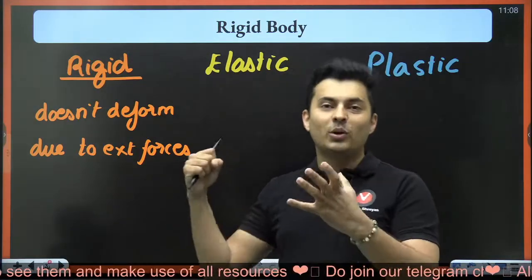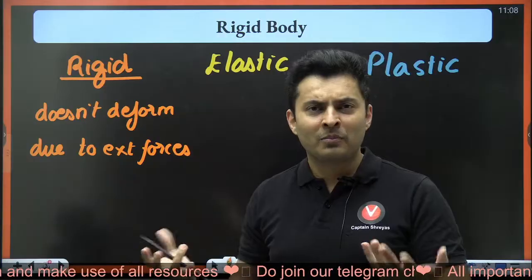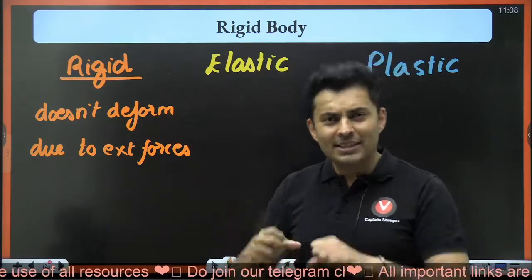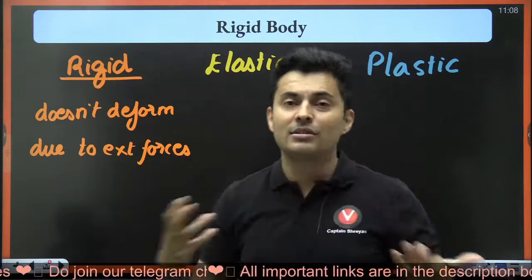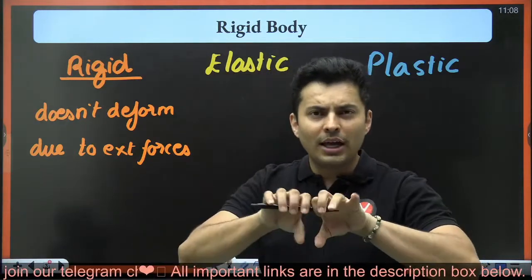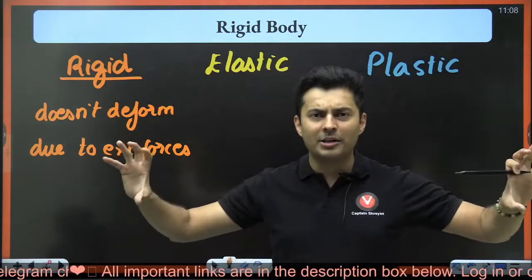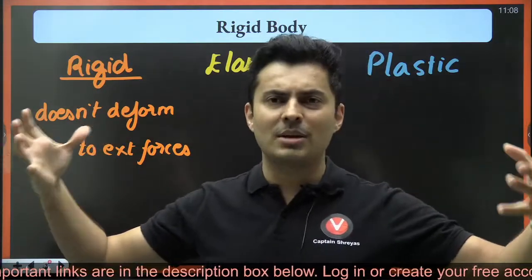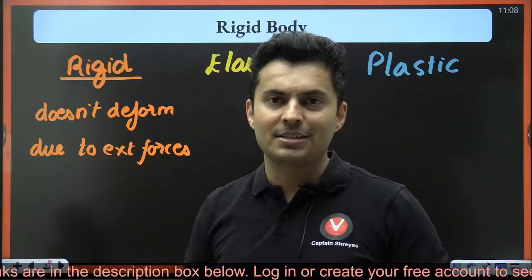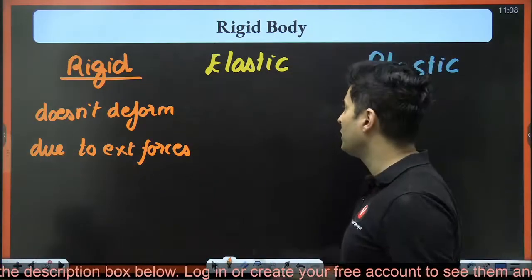Correct? You apply a force on clay, chewing gum, pizza, right? All these things, you can easily bend them. You have a scale, you can bend it. It is not rigid. But a very, very thick iron bar is almost not going to bend. It's not going to change its shape. It's very difficult to change its shape and size. So that is a rigid body.